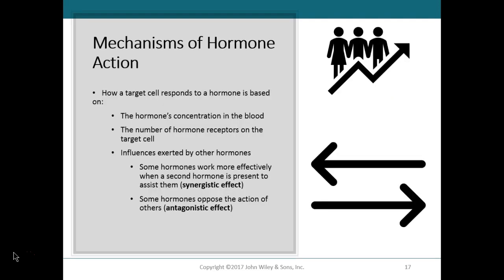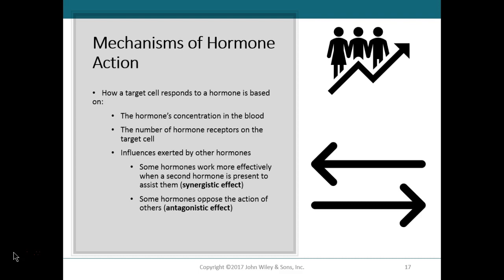How a target cell responds to a hormone is based on three things primarily: how much of the hormone is in the blood, how many receptors are on the target cell, and if there are other hormones around to exert an influence. So there are some hormones that have to have another hormone around to basically give permission. So we call that a permissive effect. So the actions of hormones on target cells require a simultaneous or recent exposure to a second hormone.